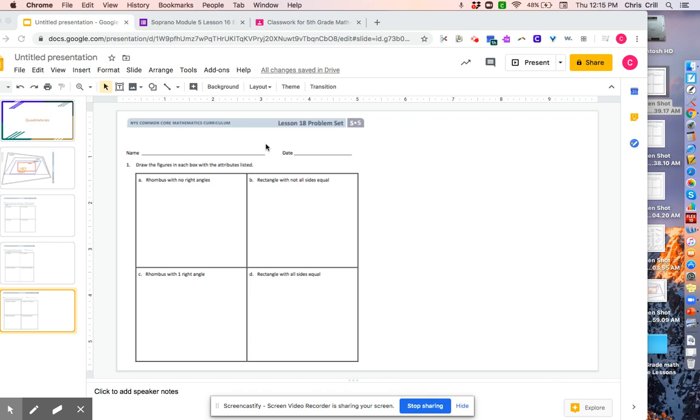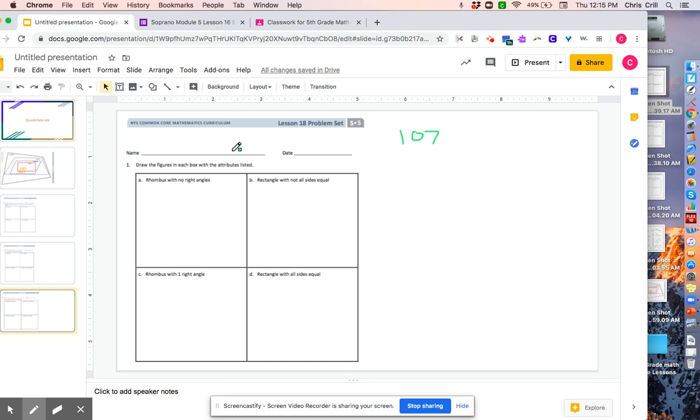Hi, today we're going to be working on Module 5, Lesson 18. This is on page 107 in your Eureka book. So you're going to be looking at page 107, please. And again, we're going to be drawing some specific shapes to match the criteria listed on page 107.